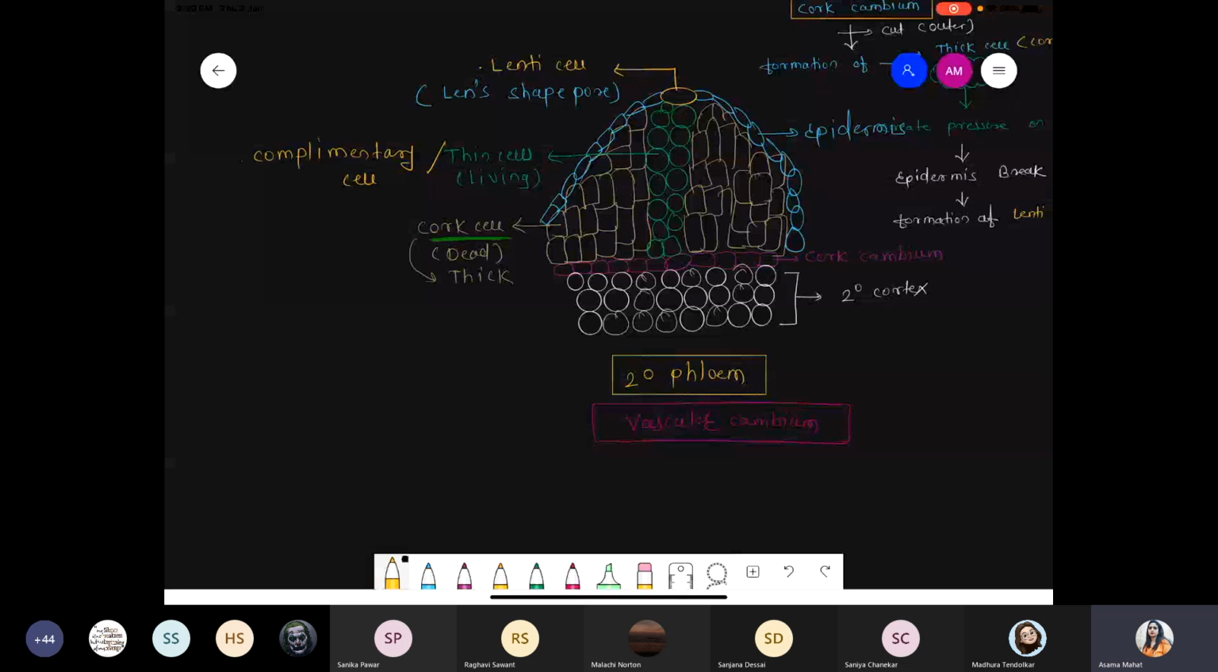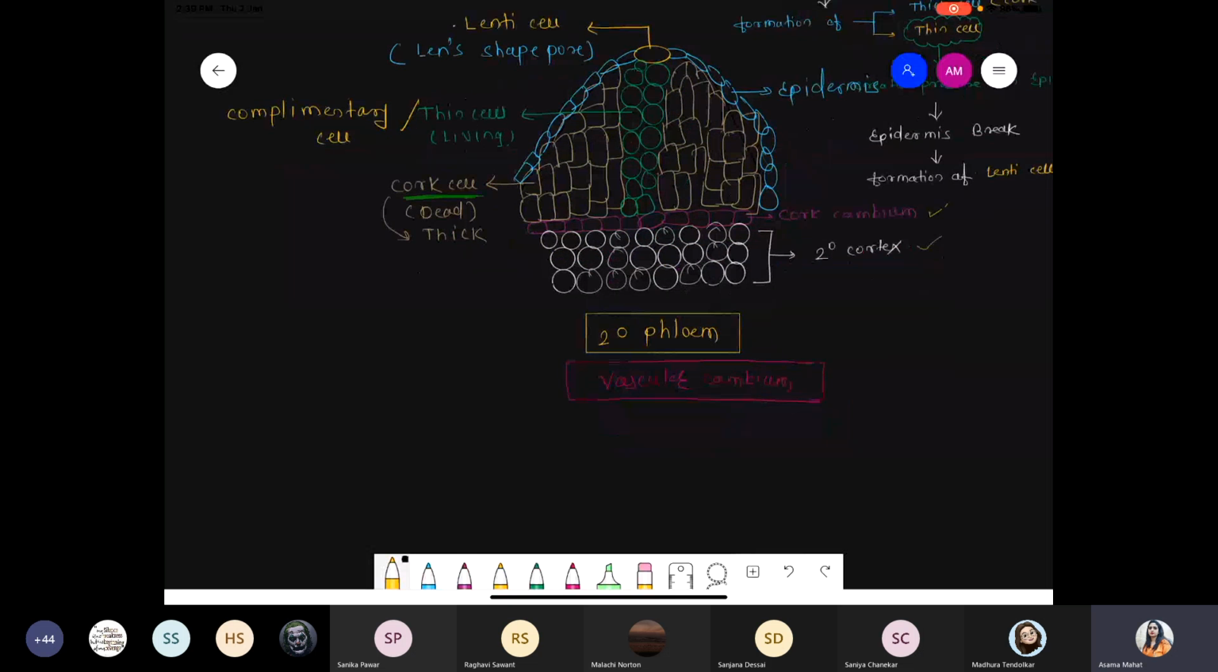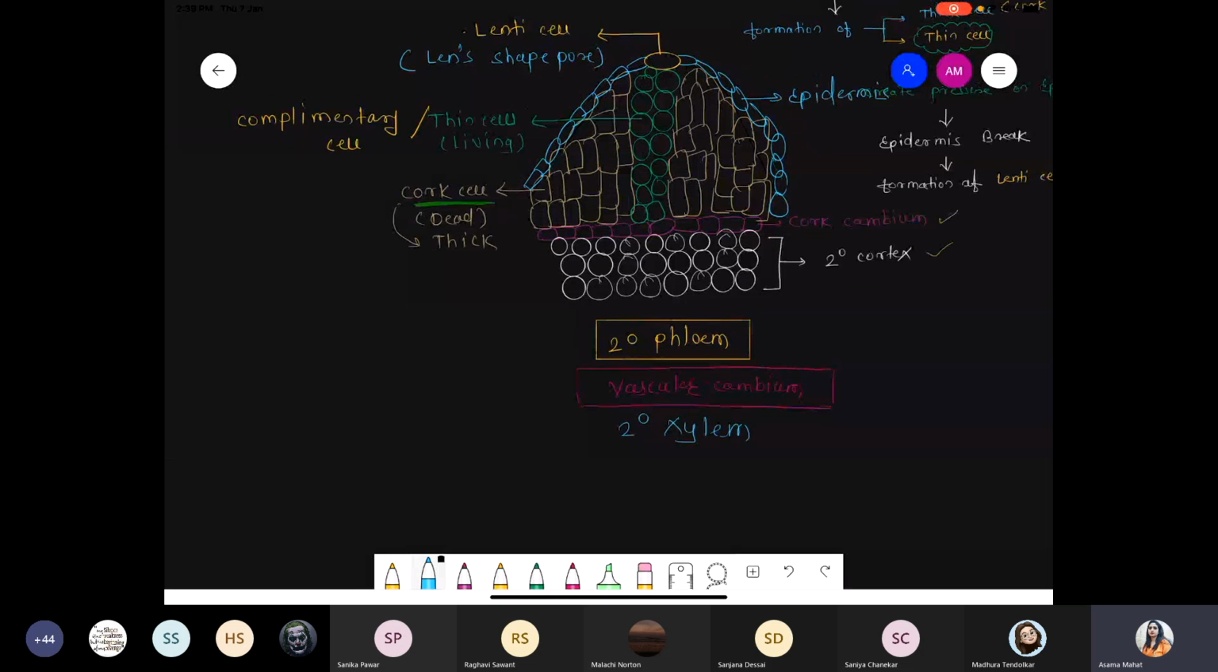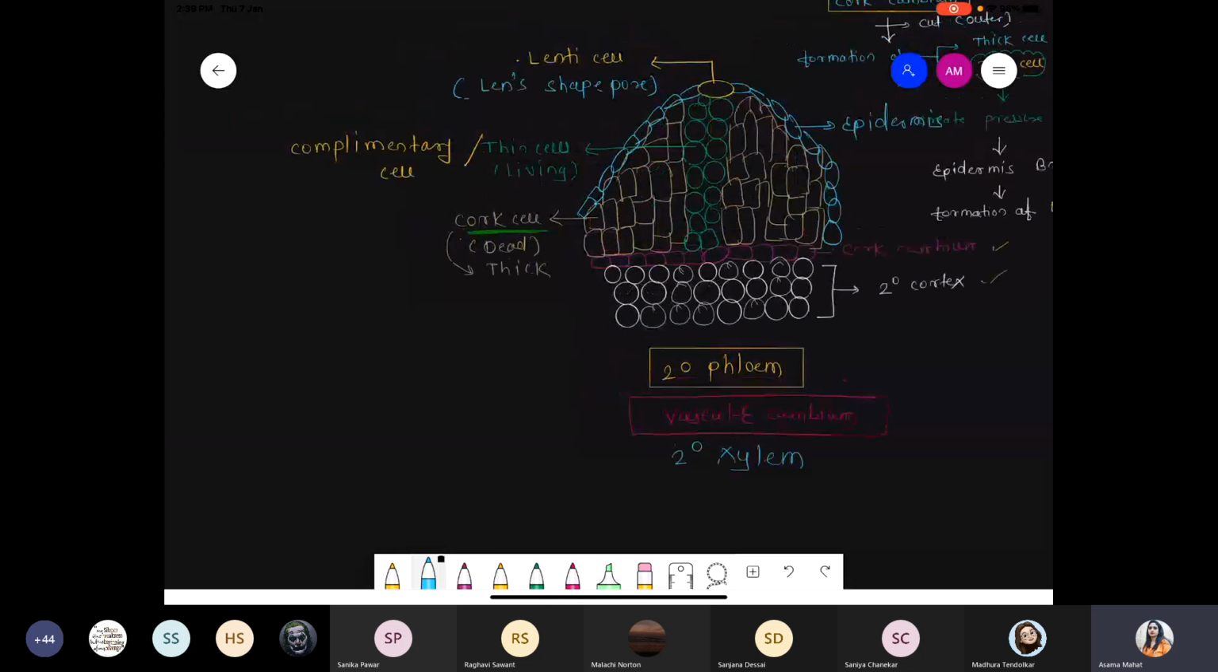चलो. So we are talking about the sequence, किस तरह से arrangement है. Here the cork cambium is present. Exactly below the cork cambium, secondary cortex होगा. Exactly below the secondary cortex, now the secondary phloem is present. Below the secondary phloem, vascular cambium is present. Now below the vascular cambium, there is the presence of the secondary xylem. So this is exactly the arrangement from outer to inner at the adult stage, at the lateral growth.